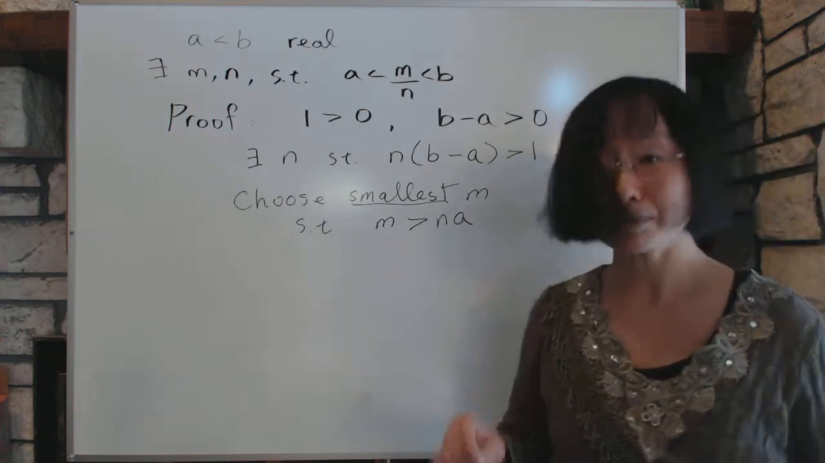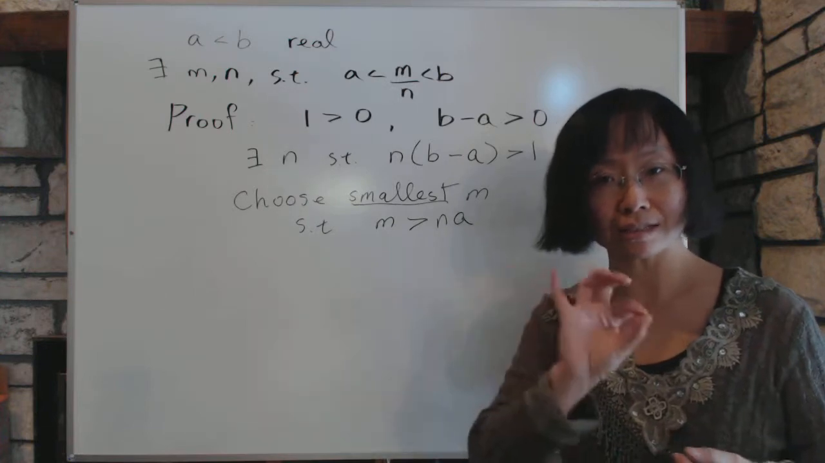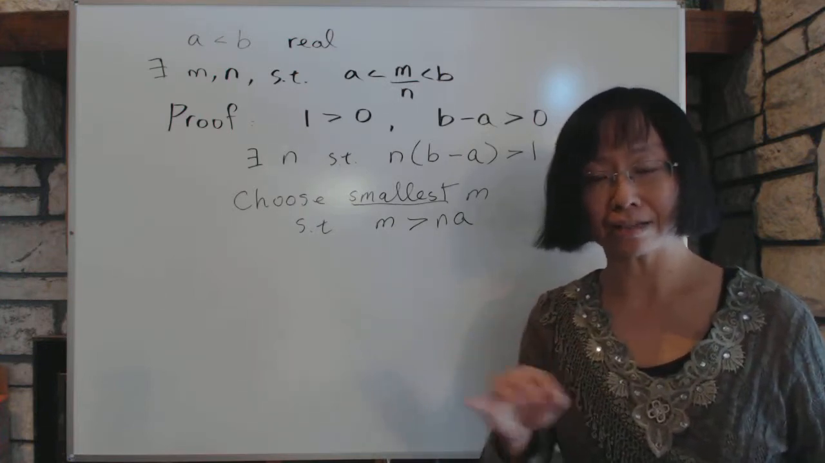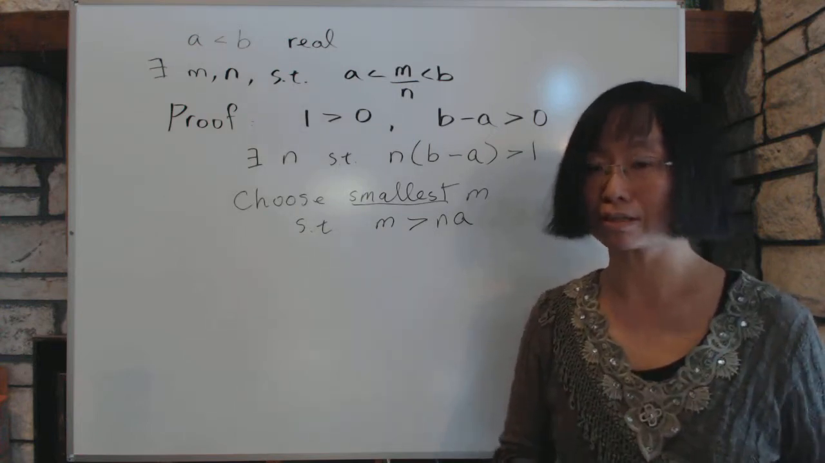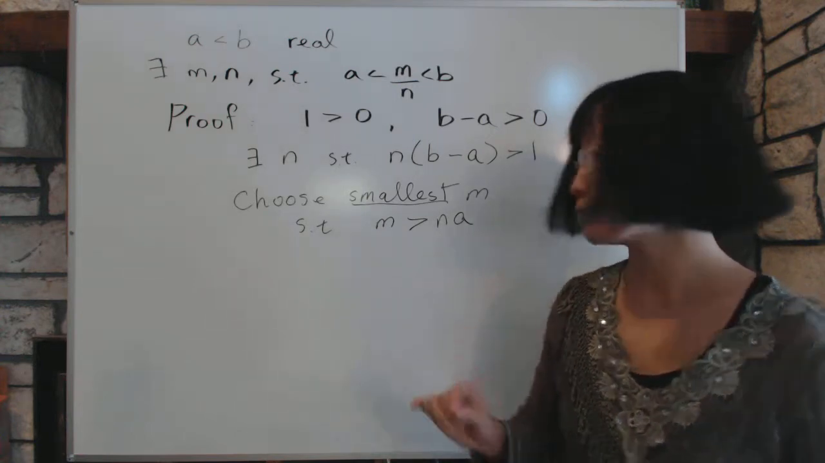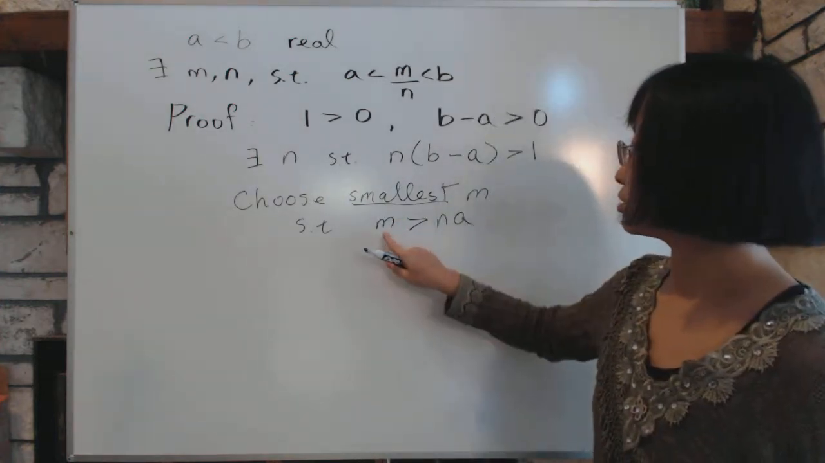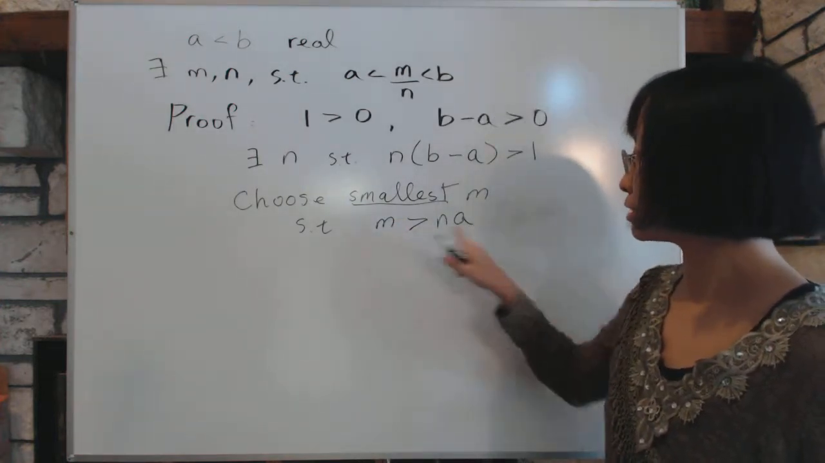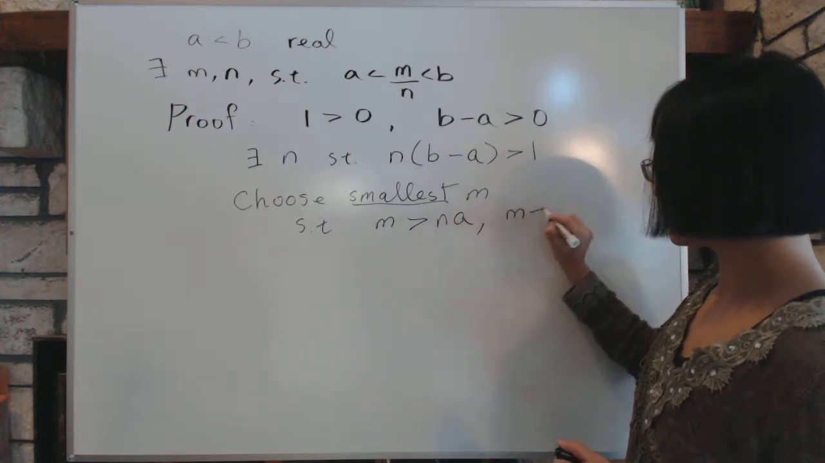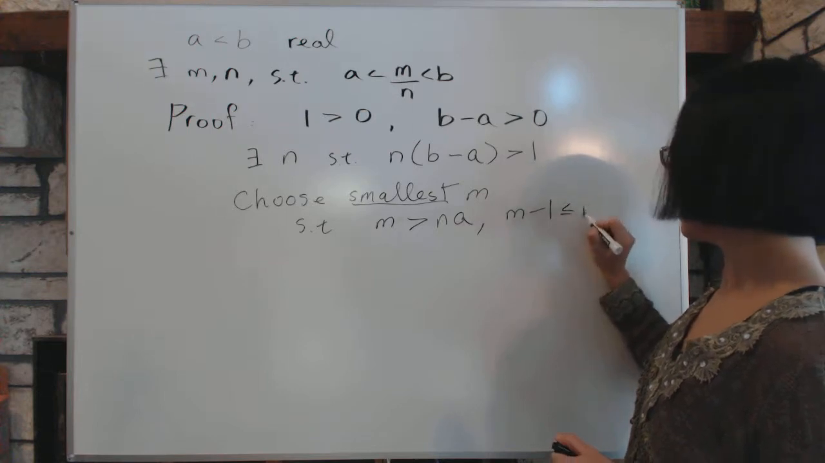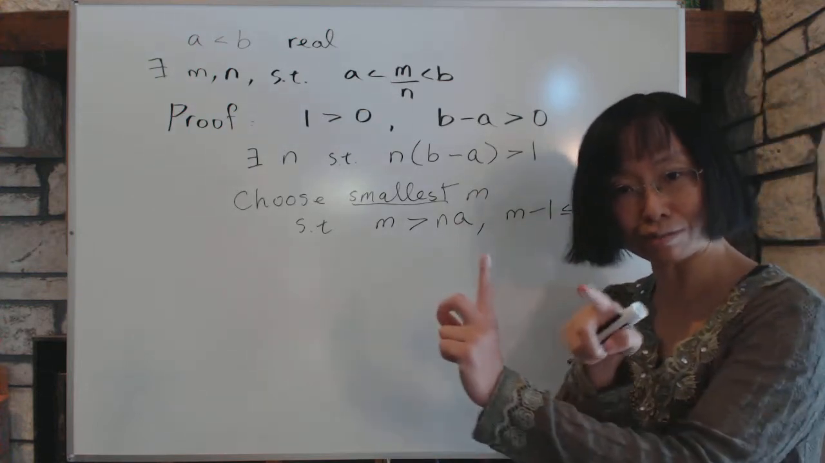Now that statement actually doesn't just apply to positive integers. It's any collection of integers that has a lower bound. That is, all the integers are bigger than a certain value. It doesn't have to be 0. The proof will work the same way. Then it has the smallest member. So, of course, intuitively, this is fairly easy to see that you can pick a smallest m such that m is bigger than na, and m minus 1 is going to be smaller than or equal to na. So m is close to na, with m minus 1 right behind it.